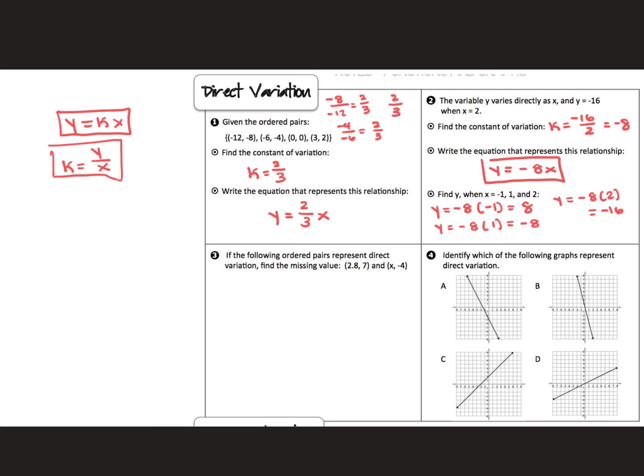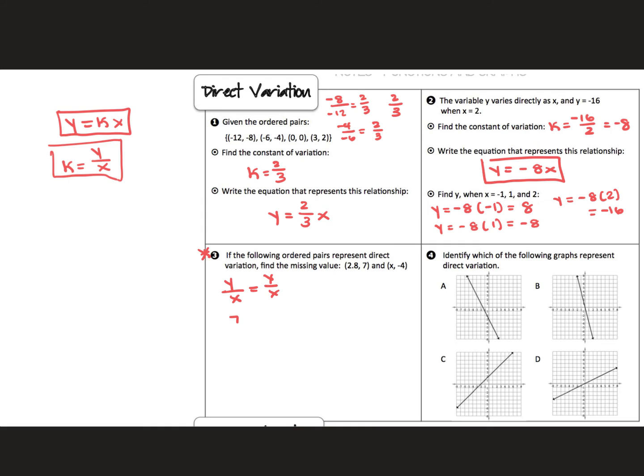All right, number three. Number 3 is one that you will see often where they're giving you a set of ordered pairs, or giving you the x and y values for one and asking you to find the x or y value for the other. So this is where we're going to use that proportional relationship. It says that the following ordered pairs represent a direct variation, find the missing value. So we have the point (2.8, 7) and (x, -4). Remember we find our constant k by y over x, but we're going to use that proportion to help us find the missing value.